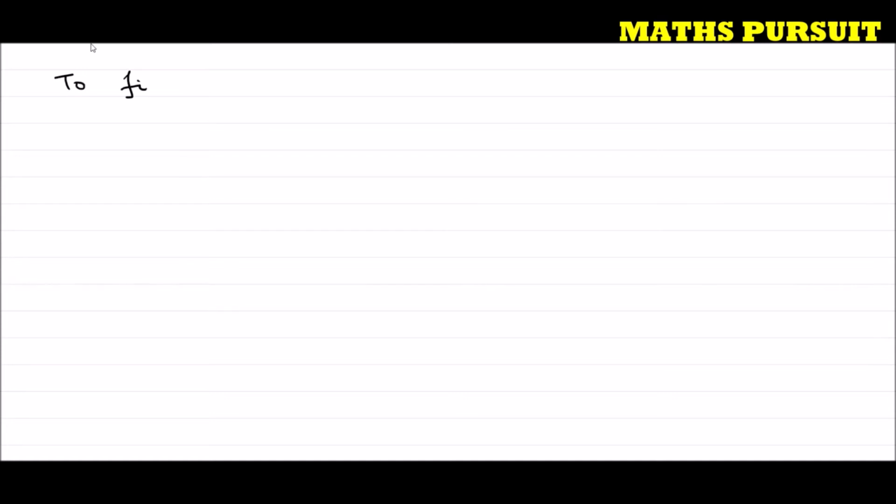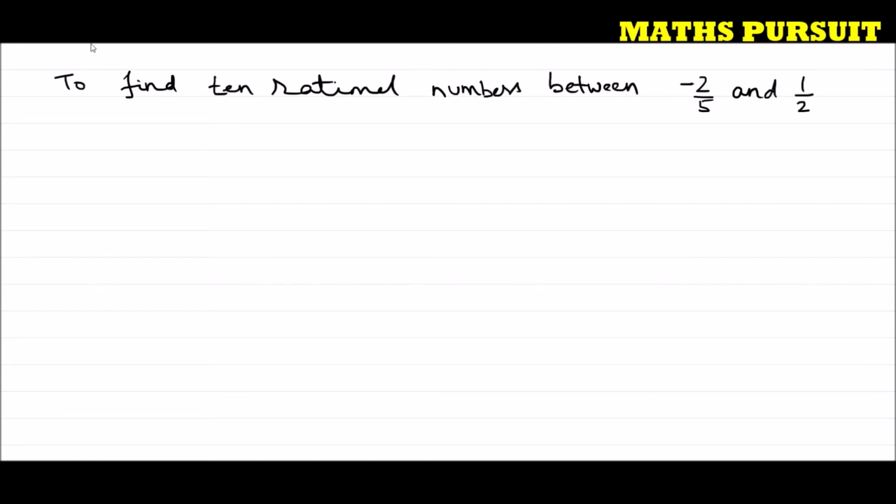Here the question is asking us to find 10 rational numbers between minus 2 upon 5 and 1 upon 2. So guys, we need to find out 10 rational numbers between minus 2 upon 5 and 1 upon 2.